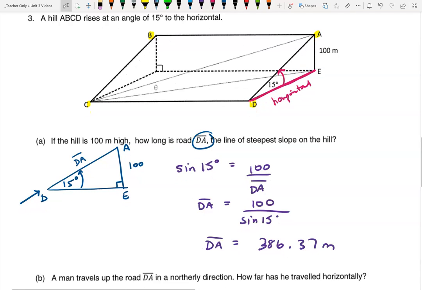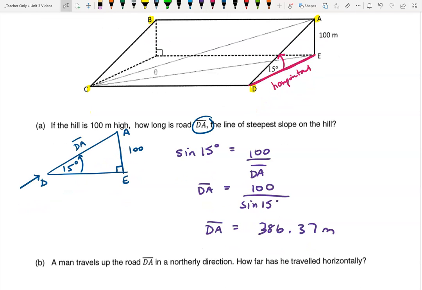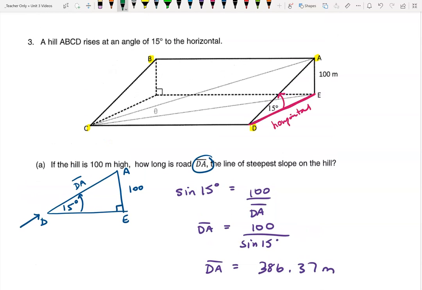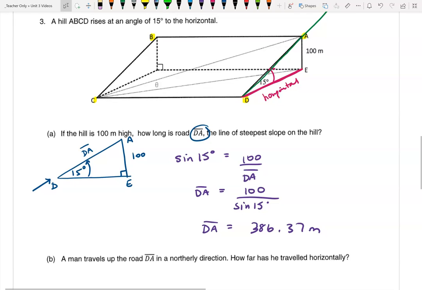So in part B, a man travels up road DA in a northerly direction. So he is traveling up DA. So DA is traveling north. So that's really important to note. How far has he traveled horizontally? So if he travels all the way up from D to A, what is his horizontal distance? The horizontal distance would therefore be represented by DE.